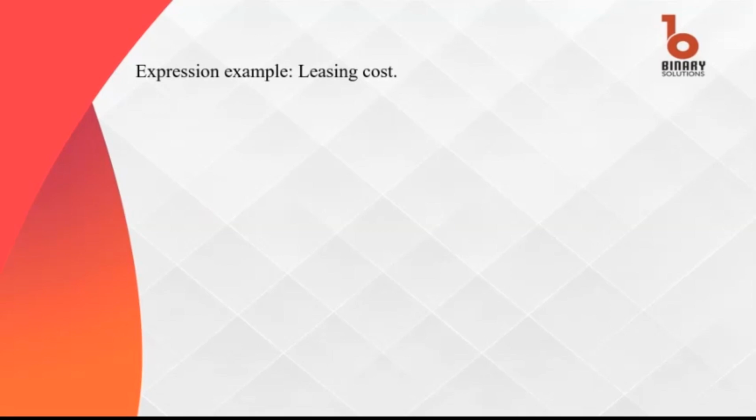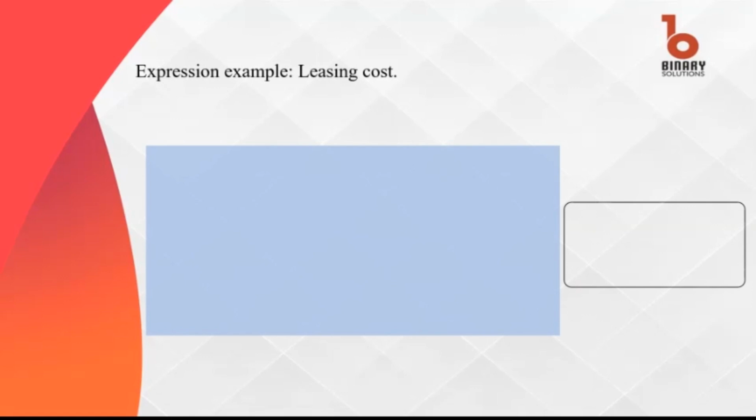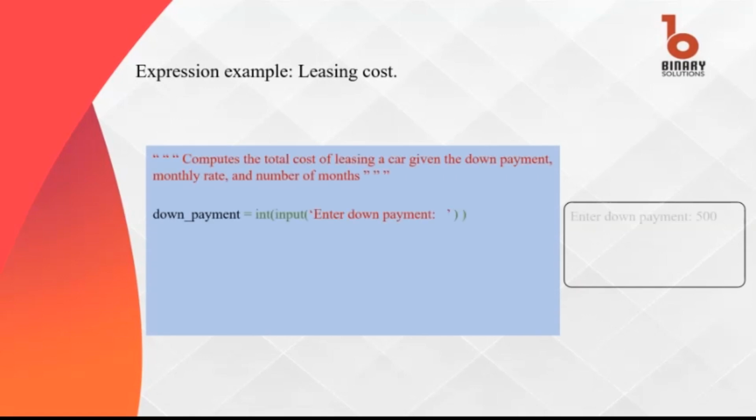Plus for addition, minus for subtraction, asterisk for multiplication, slash for division, double asterisk for exponentiation (power), and percent for modulus, the remainder of a division. Now, let's jump into a simple Python program that calculates the total cost of leasing a car using an arithmetic expression.